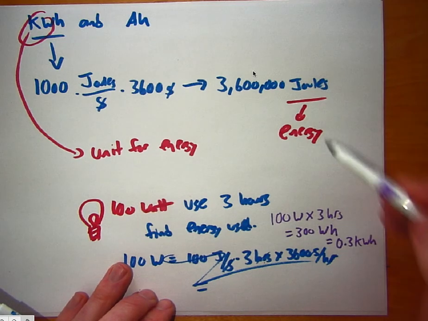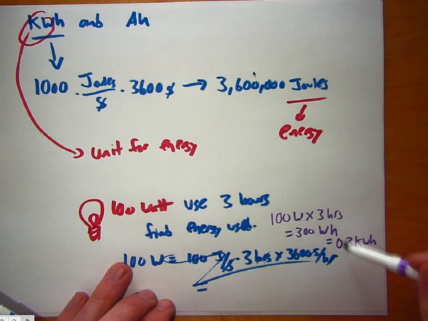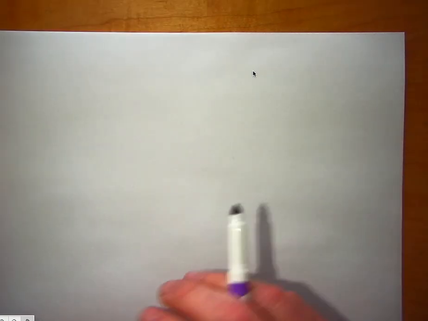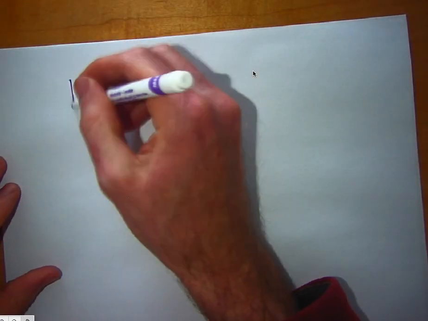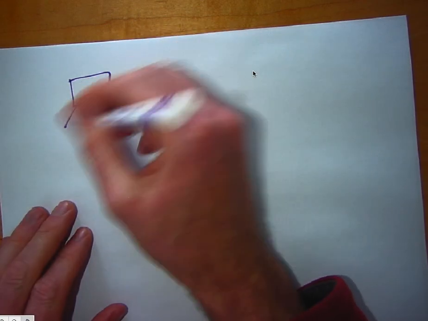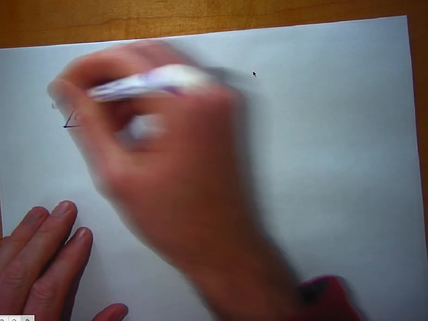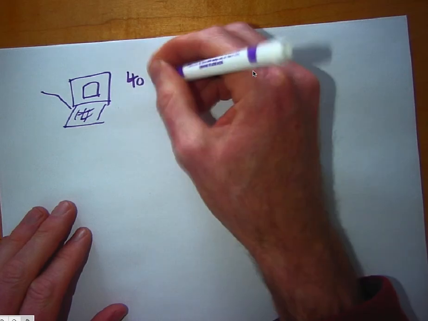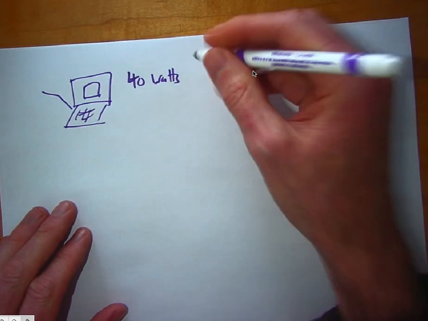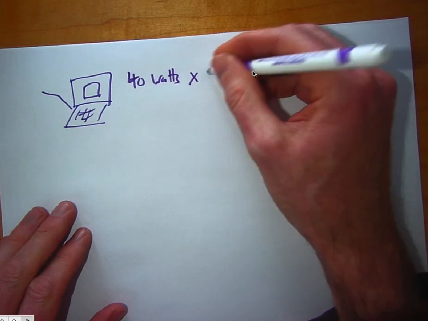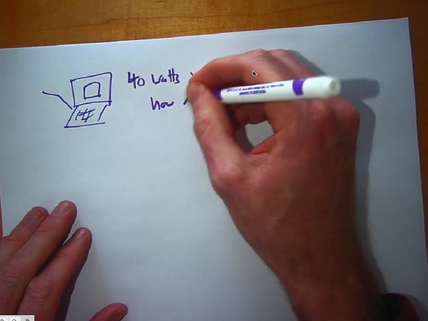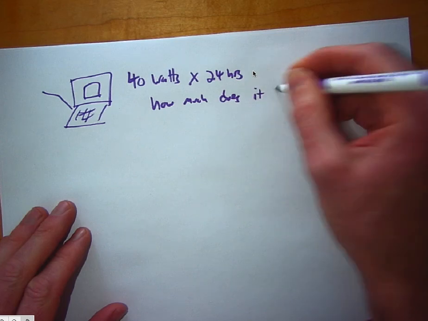Joules is a unit for energy. We also have calories as a unit for energy, but kilowatt hours is a nice unit to use for energy, 0.3 kilowatt hours. Let's do another example, just so you can see how easy it is. Let's say I've got my computer, a laptop or something, and I leave it plugged in, and while it's plugged in, it uses, let's say, 40 watts. And I use that for a whole day, 24 hours, and I want to figure out how much it costs.